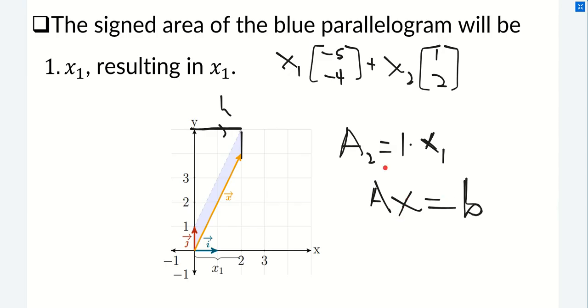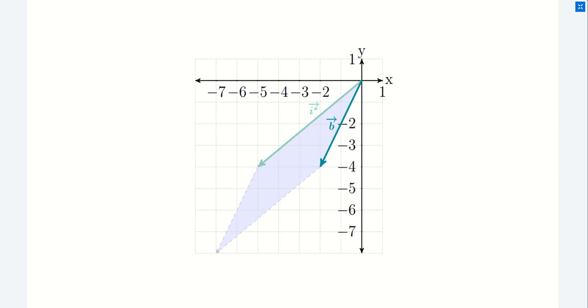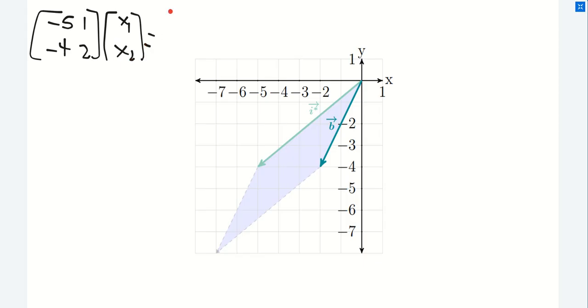Now, as I said, I will come back to these equations again, and why we are expressing them this way. All right. Now, we are looking for this equation: -5, -4, 1, 2, and we have x1, x2, which goes all the way to -2, -4, right?